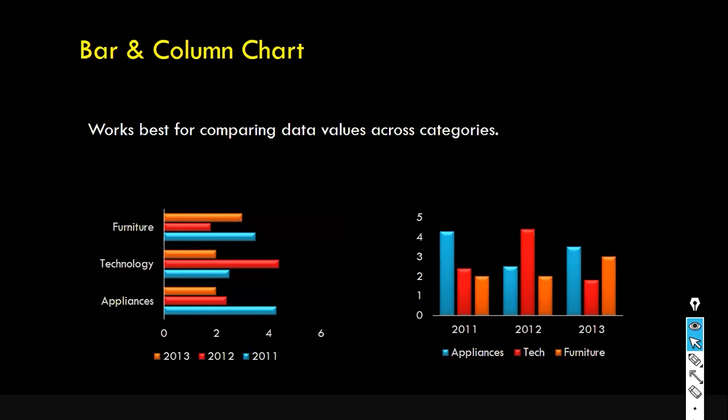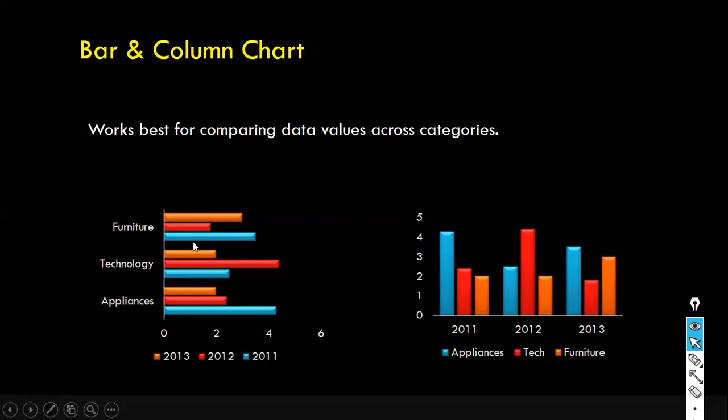by side. For example, here we have year. In each year, in these three categories, what sales happened? We want to compare it side by side. In that kind of situation, you can go for, this is called your column chart, this is called your bar chart, horizontal bar chart. In simple terms, a bar chart is a column chart.